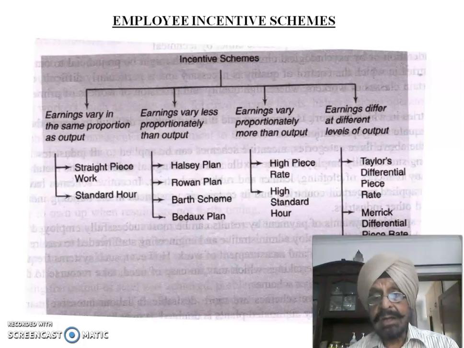The third one is where earnings vary proportionately more than the output, and there are 2 factors in that. Then we have the last one, where earnings differ at different levels of output. Coming to this, first we will take earnings varying in the same proportion as the output, and in that the 2 methods are straight piecework and standard hour. Let us see this first, and then we will go on to the other 3 types of incentive schemes.